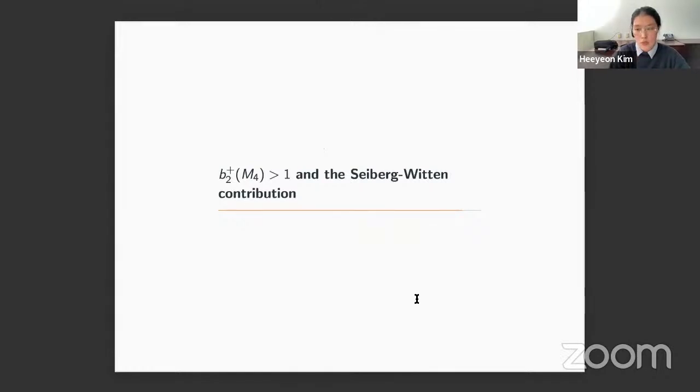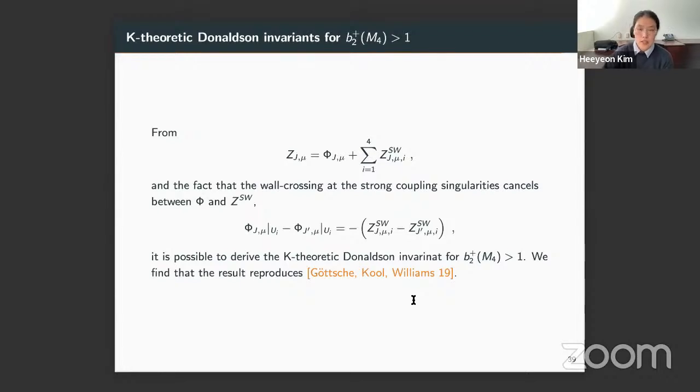Okay, so I will briefly mention generalization to b2+ larger than 1. As I mentioned, the general structure of the partition function can be written in the following way. And also I mentioned that for b2+ equal to 1, these two factors are both non-zero. And in particular, the wall-crossing of this factor and wall-crossing of this factor around the strong coupling singularities cancels like this, so that only the integral at infinity contributes to the wall-crossing. And you can actually make use of this fact to deduce the contribution from the Seiberg-Witten contribution at those strong coupling points.